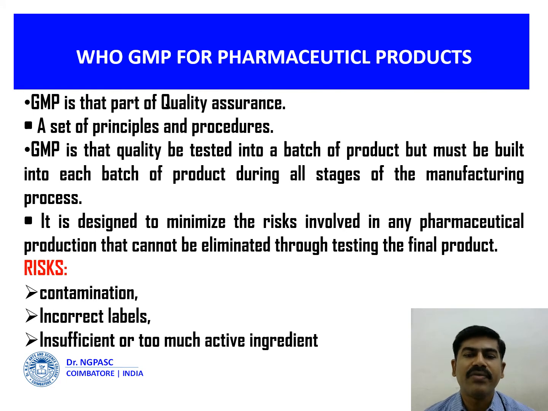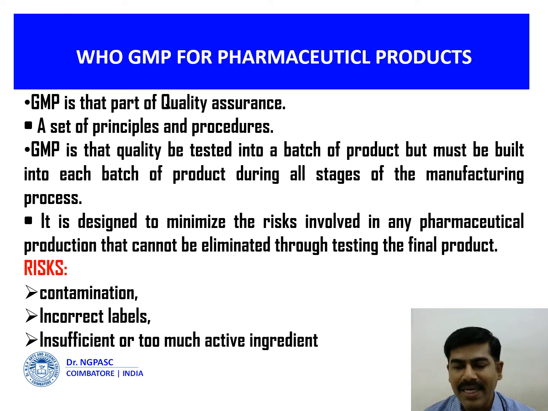So, WHO GMP for pharmaceutical products. GMP is part of quality assurance, a set of principles and procedures it included. Good manufacturing practice means that quality cannot be tested into a batch of a product, but it must be built into each batch during all stages of the manufacturing process. It is designed to minimize the risk involved in any pharmaceutical production that cannot be eliminated through testing the final product. It means the product to be analyzed is properly tested and its quality verified once again.